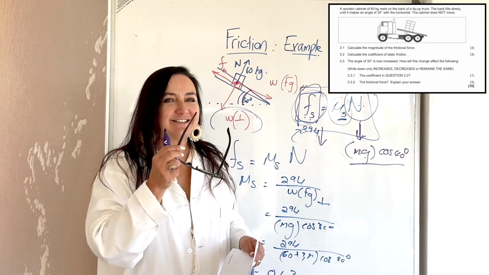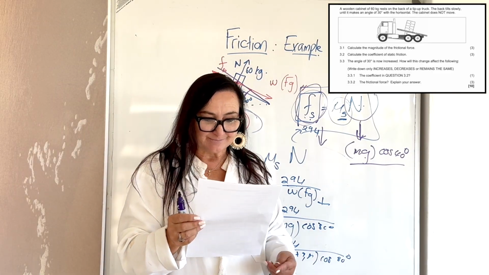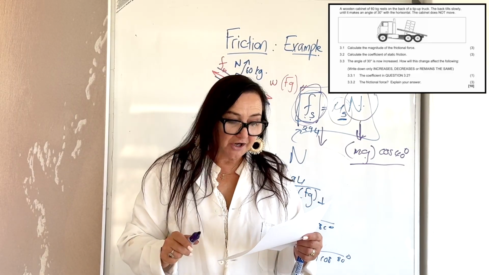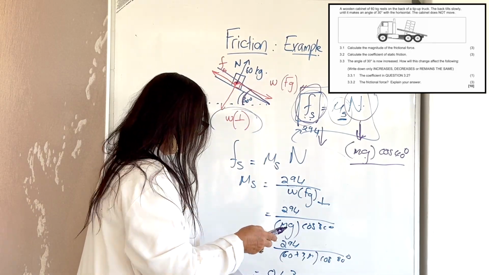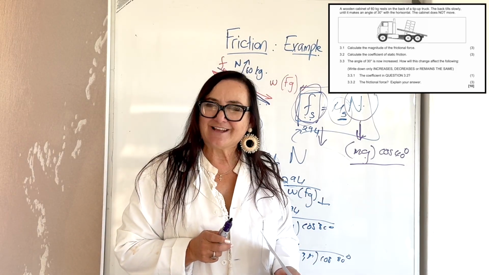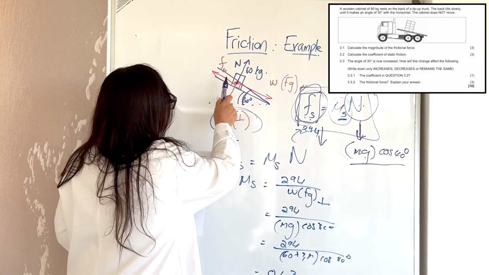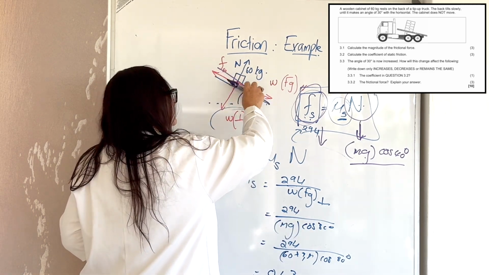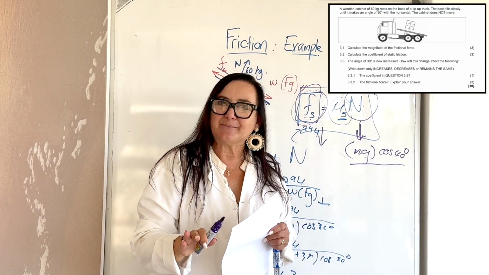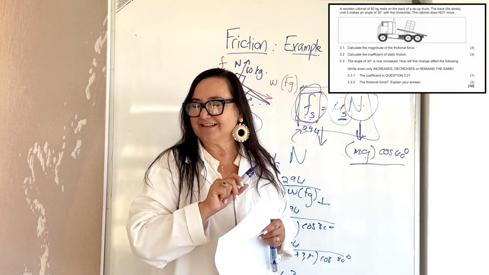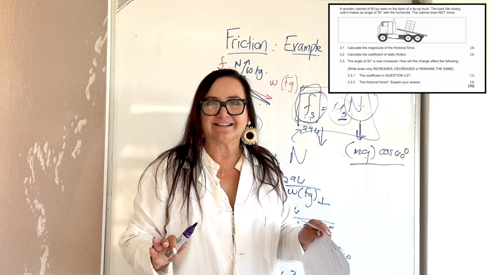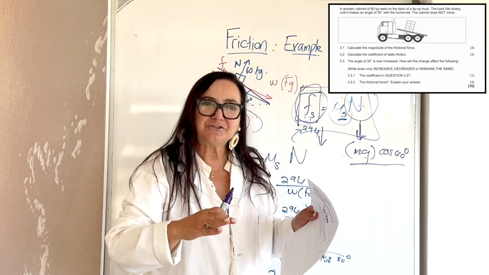But let's say this is the question they asked me: how will this change affect the following? The coefficient in question 3.2. So is this going to influence the coefficient? No. Why not? Because the surface of which that slope is made and the surface of the cupboard stay the same. Therefore, the coefficient is the same. For that specific surface, it's a constant. It can't change. Doesn't matter what you do with the angle.